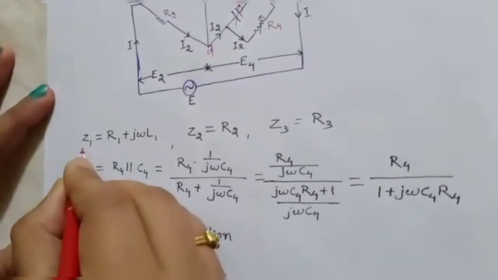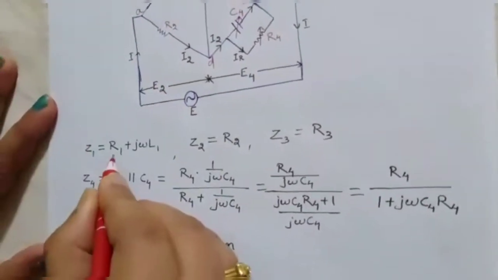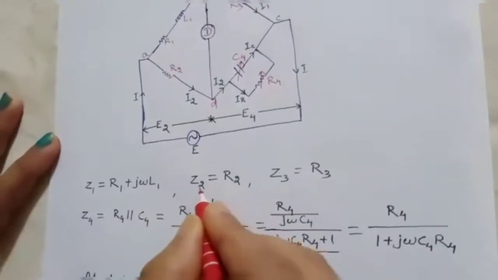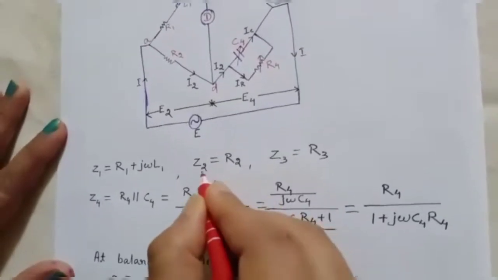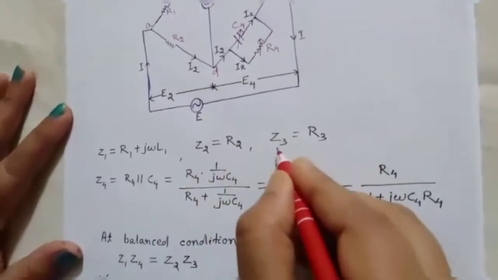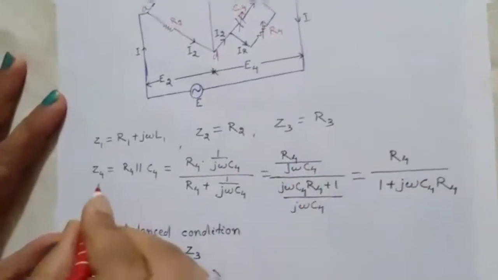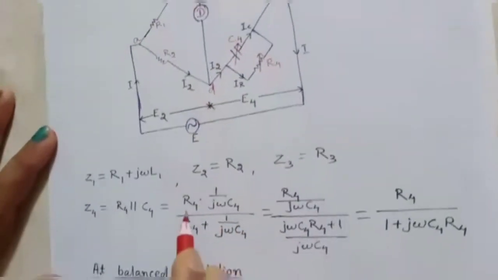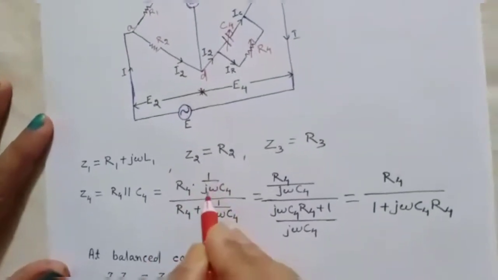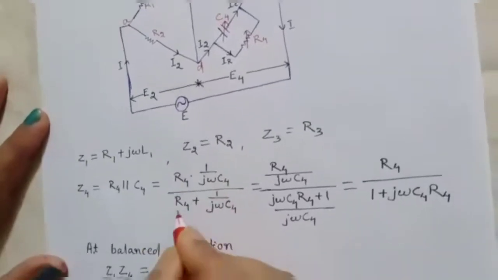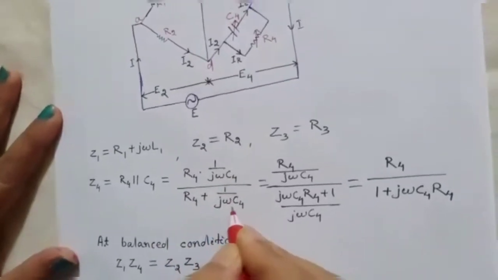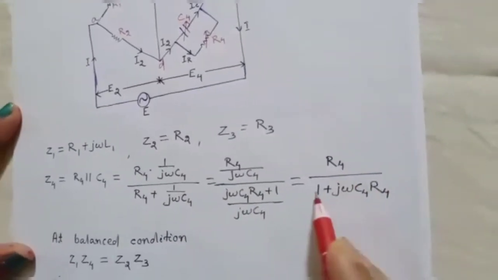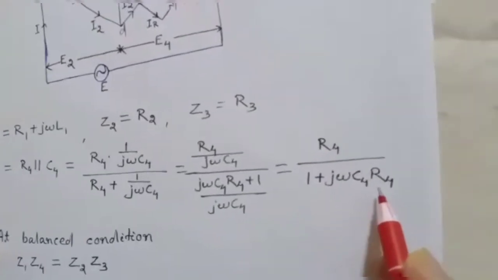The value of Z1 is simply, since it is an RL circuit, R1 plus j omega L1. Z2 is a simple resistive branch, so Z2 is equal to R2. Similarly, Z3 is equal to R3, and Z4 is the parallel combination of R4 and C4, so R4 into 1 by j omega C4 divided by R4 plus 1 by j omega C4. By solving this, finally the value of Z4 is equal to R4 by 1 plus j omega C4 R4.